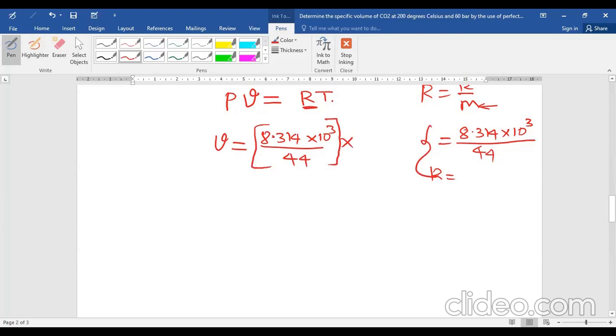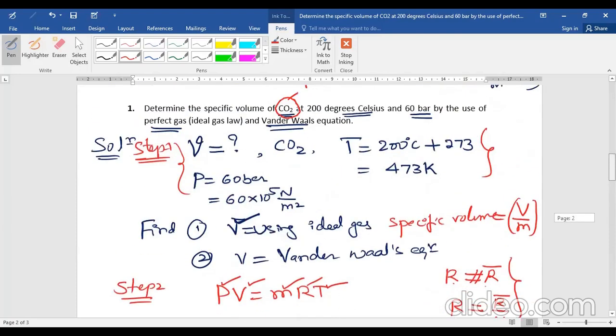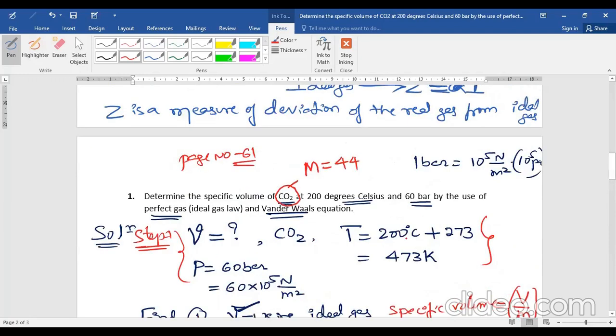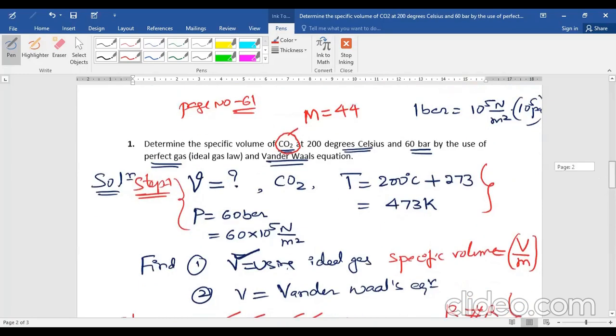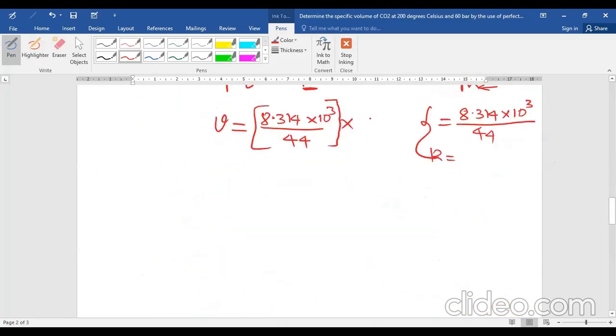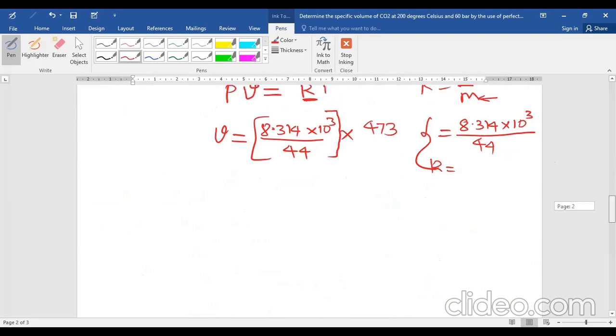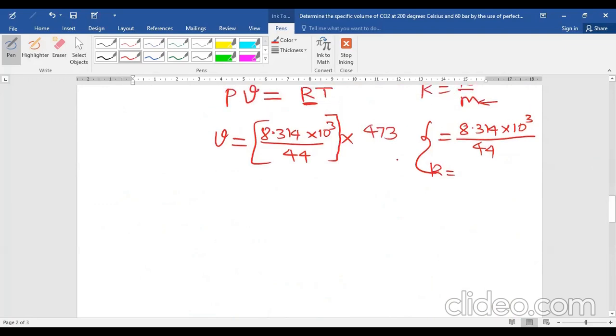Now I will write the temperature. How much temperature has he given in the numerical? 200 is given, and 273 we have added to convert to Kelvin, so it is 473. And on the left hand side there is pressure. That pressure value I have to take in the denominator. How much is the pressure? 60 bar, so 60 into 10 to the power of 5.